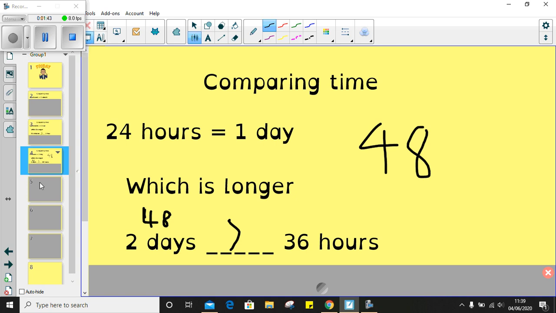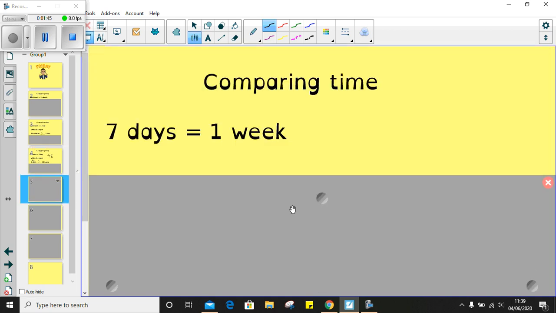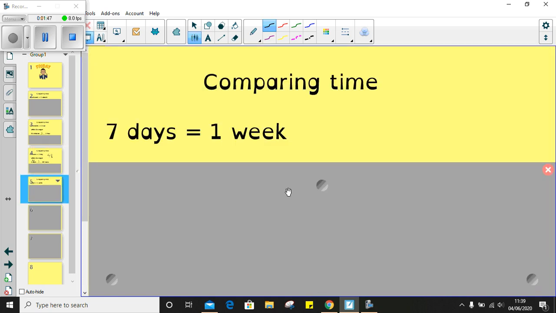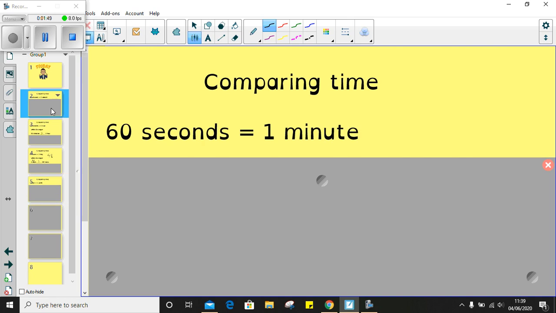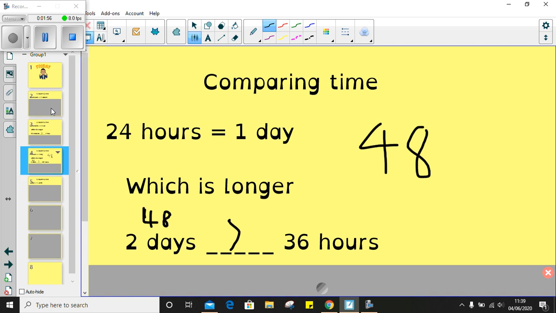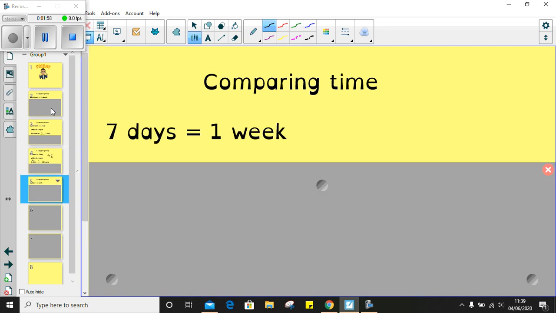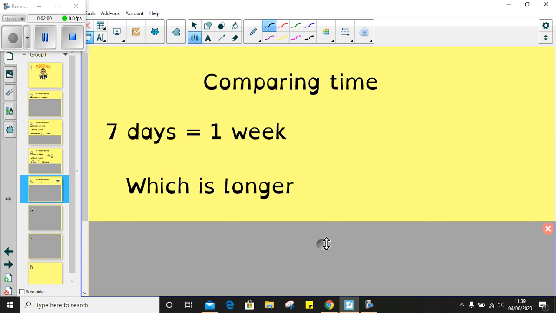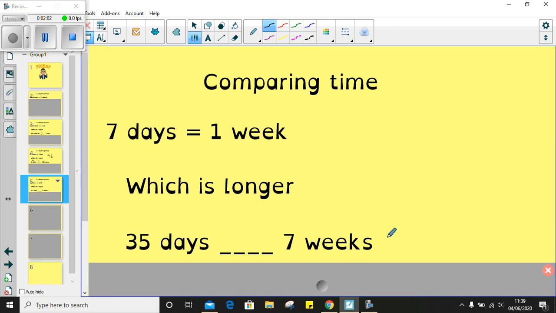Next one we're going to look at. There are 7 days in 1 week. So we know 60 seconds in a minute, 60 minutes in an hour, 24 hours in a day, 7 days in 1 week. So which one's longer? 35 days or 7 weeks? Pause it now and you can figure it out, and I'm going to explain how I figure it out and get the answer.